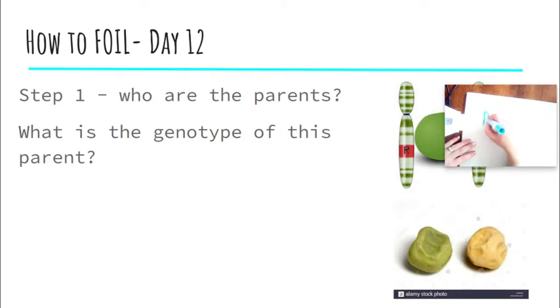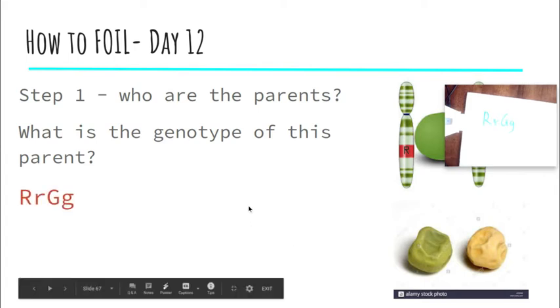So heterozygous, I know for R's, it's big R, little r, and then we use G's, big G, little g. So the R's are going to represent round or wrinkled, and then the G's are going to represent green or yellow. And so that is the genotype of that parent. Big R, little r, big G, little g.